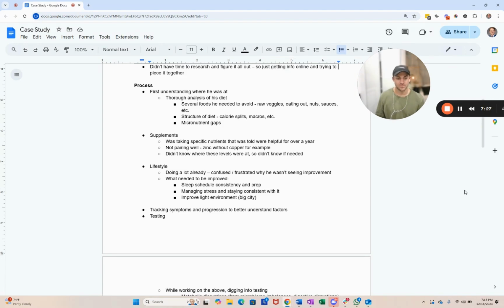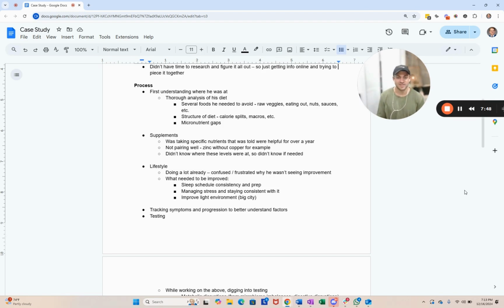He was supplementing individual nutrients for years and had no idea where the levels were at in his body. He really didn't have a strategy behind it. It was just because he had seen this person talk about this. Like if you have leaky gut, you should take this. If you have SIBO, you should take this. And while those things could be helpful, you may or may not need it.